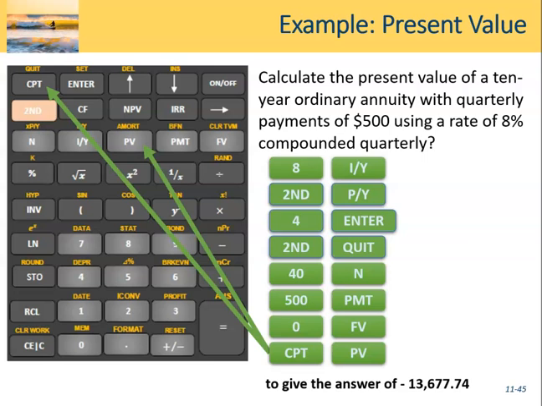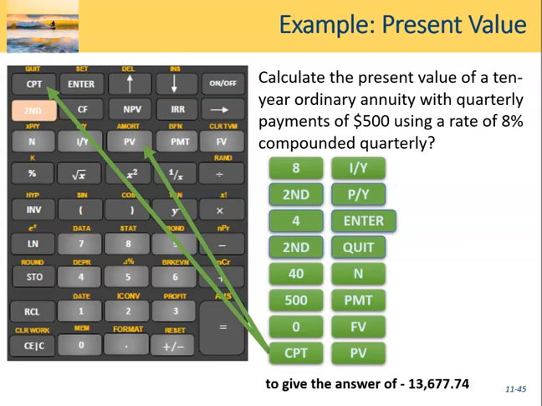So basically what this represents is if you want to be able to receive payments of 500 for the next 10 years on a quarterly basis, then you need to have $13,677.74 in your annuity. Okay, so I'm going to say that again just because I said monthly instead of quarterly.